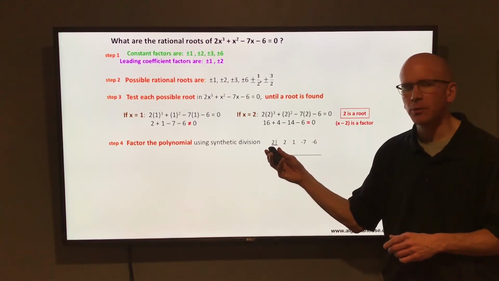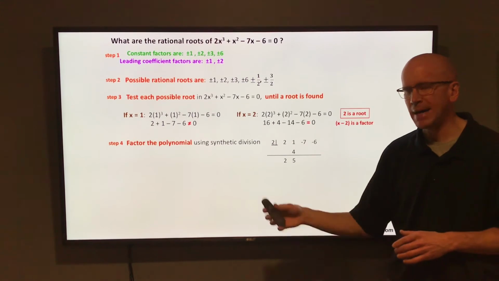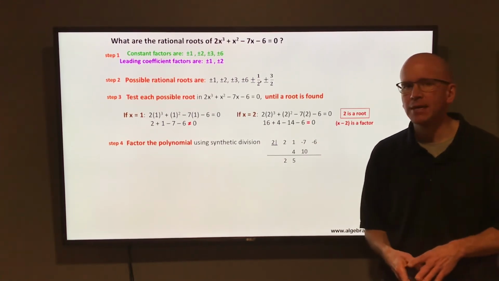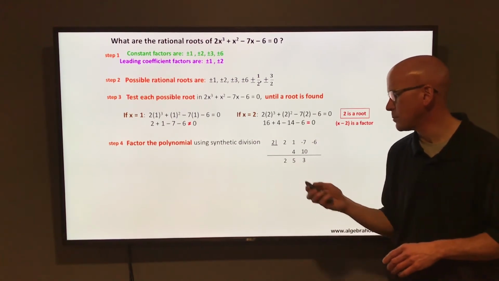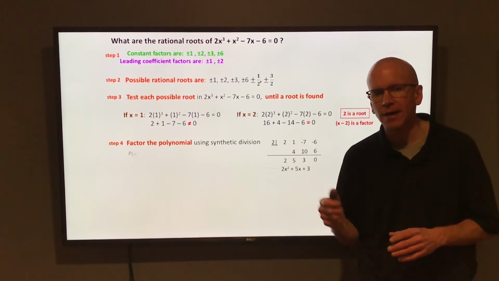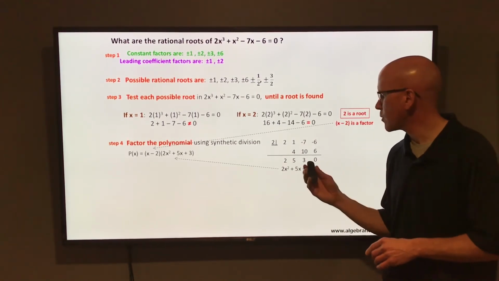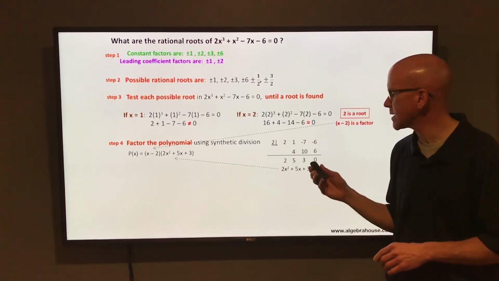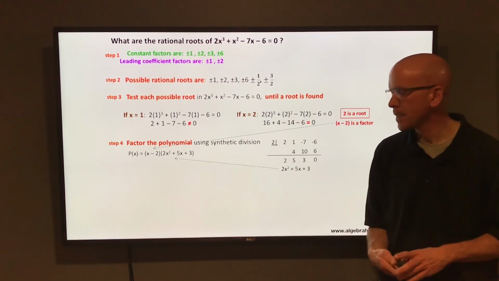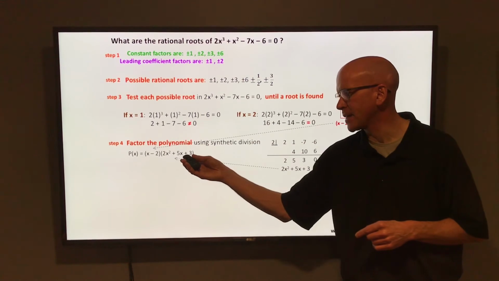If you put a positive 2 in the box, bring down that first coefficient, bring the 2 down, then go back to the box, multiply 2 by 2, that is 4. Then add 1 and 4, that is 5. Back to the box, multiply 2 by 5, that is 10. Then add negative 7 and 10, that is 3. Back to the box, multiply 2 by 3, that's 6. And then add negative 6 and 6. Of course, you're going to get 0 because you're dividing by one of its factors. That creates another factor. These are the coefficients of that other factor. 3 is the constant term, 5 is the coefficient on the x, and 2 is the coefficient on the x squared. So now we have two factors, x minus 2 and 2x squared plus 5x plus 3.